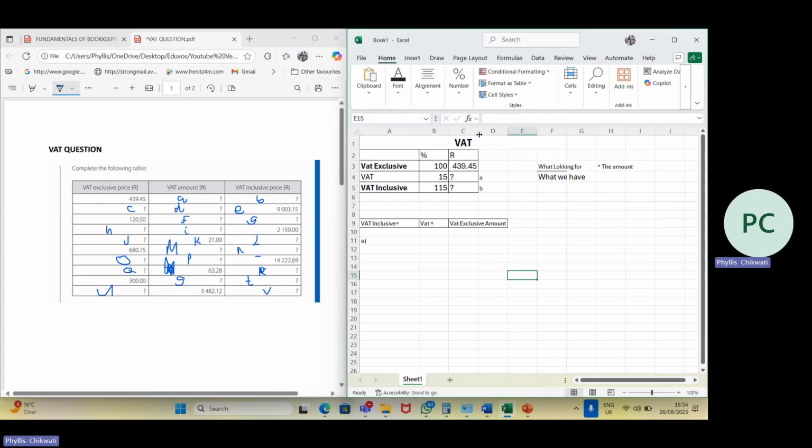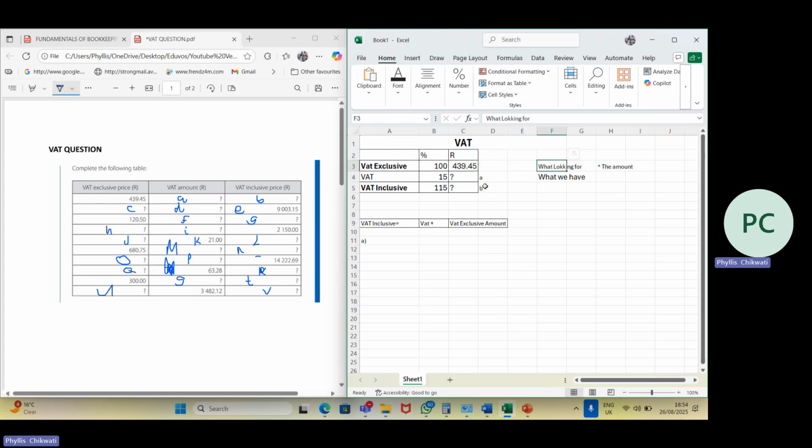So that's easy. Now, we need also to find the row that is complete. The first row, the VAT exclusive one, is the one where we have the percentage and we also have the rand value. So this is what we have in the formula. When I'm talking about what we have, I'm talking about the denominator of the first line, the exclusive line, because that's what we have. So what does that mean?